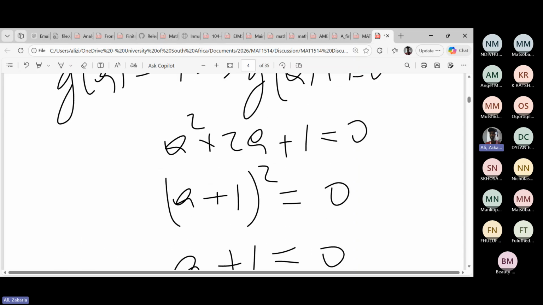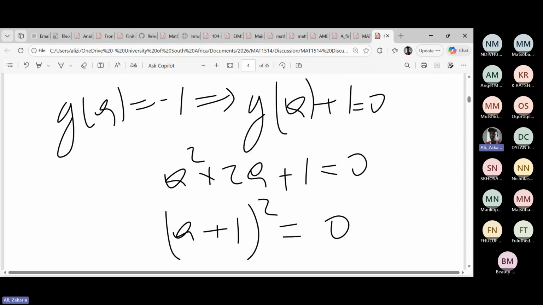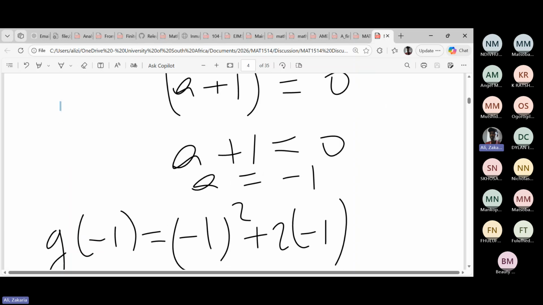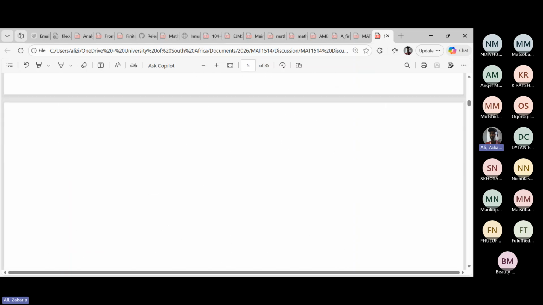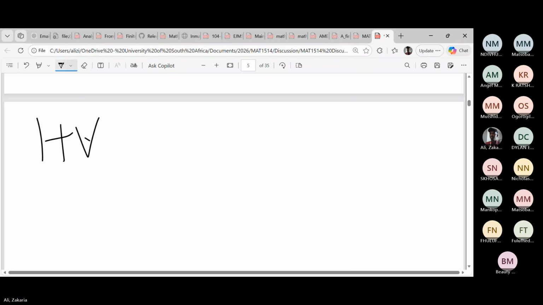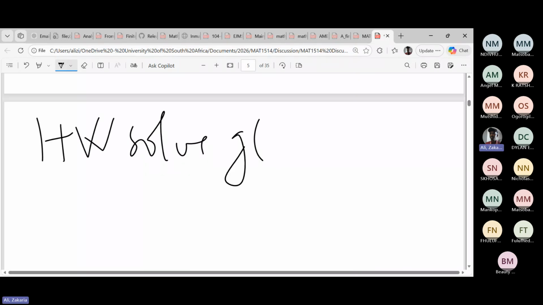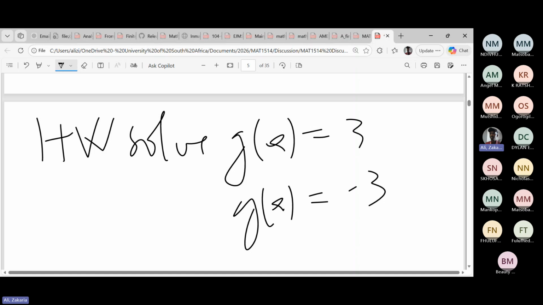For you to solve this, you don't need to follow this technique. You can use the quadratic formula if you want to. So at home, then I'm going to give you another option. Let's say solve as a homework: solve, let's say, g of a equal to 3, g of a equal to -3. So you have various options to solve it.